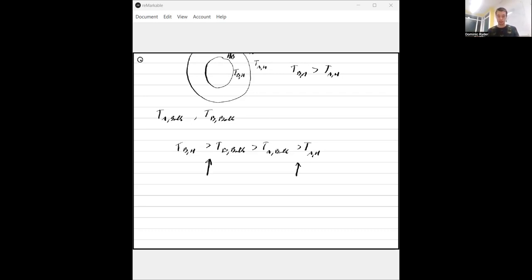The first inequality implies that there's going to be a flux from the black hole to the B bath, because the Hawking temperature for the B horizon is larger than that for the B bath. So there's always a flux from higher temperature to lower temperature. So there's a flux from the A bath into the black hole, and a flux from the black hole into the B bath.